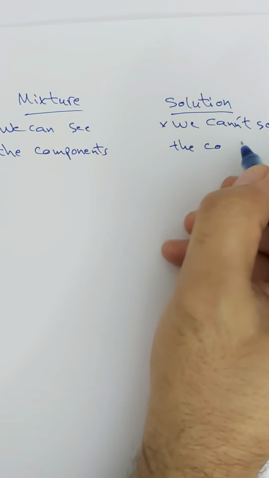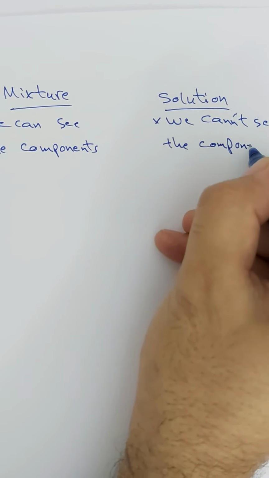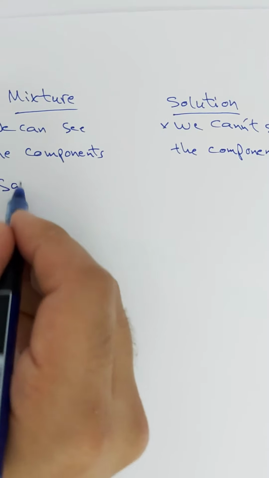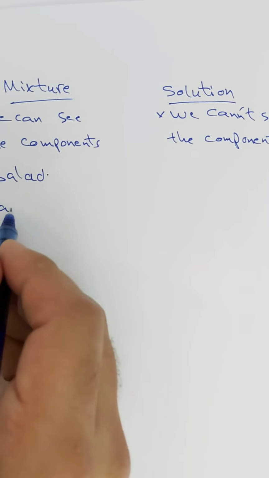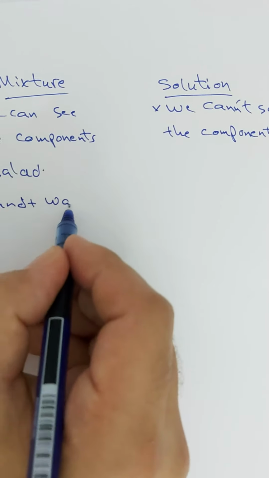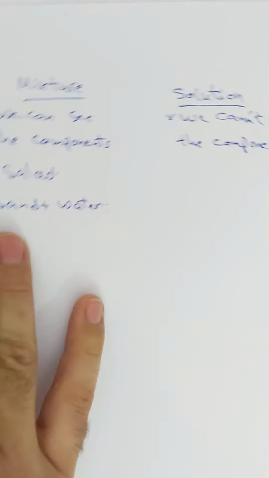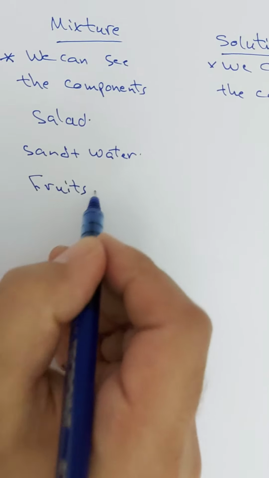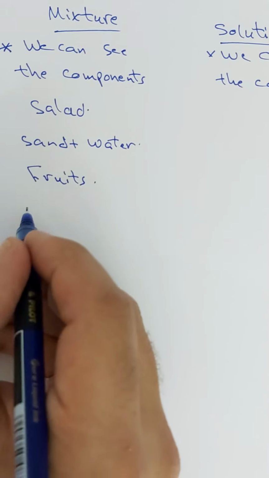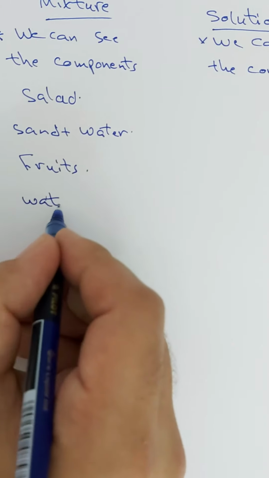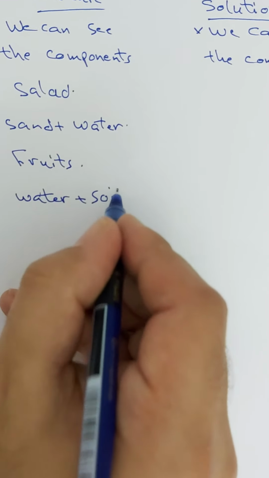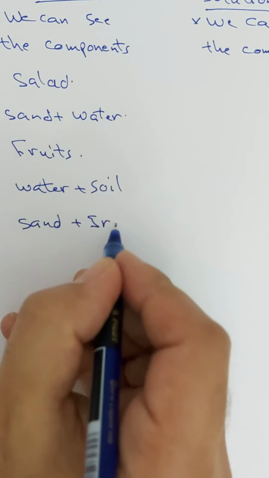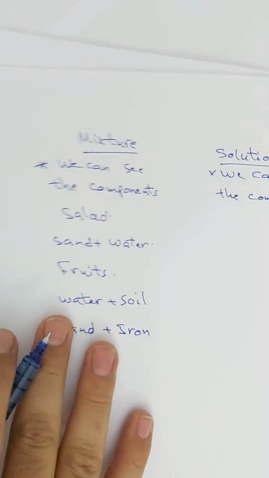The components. Examples about mixtures: like salad, like sand plus water, like fruits, like water with soil, like sand with iron, and other examples.